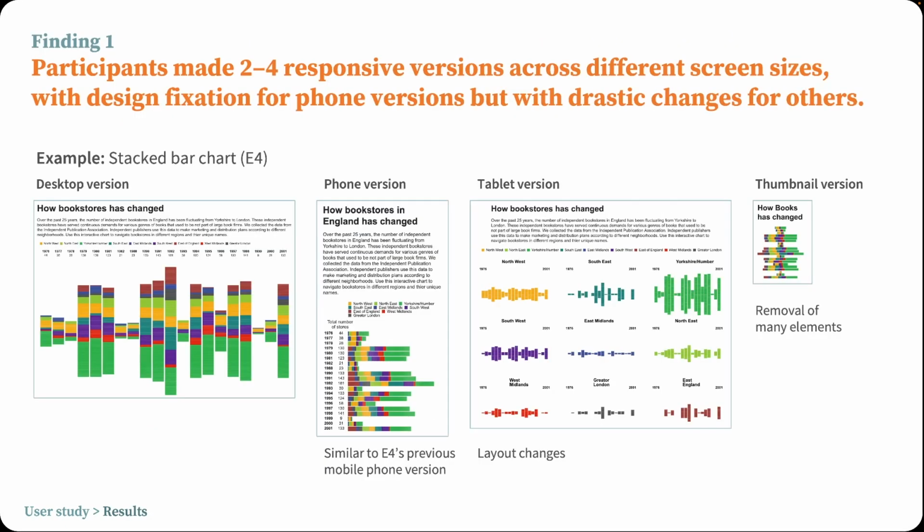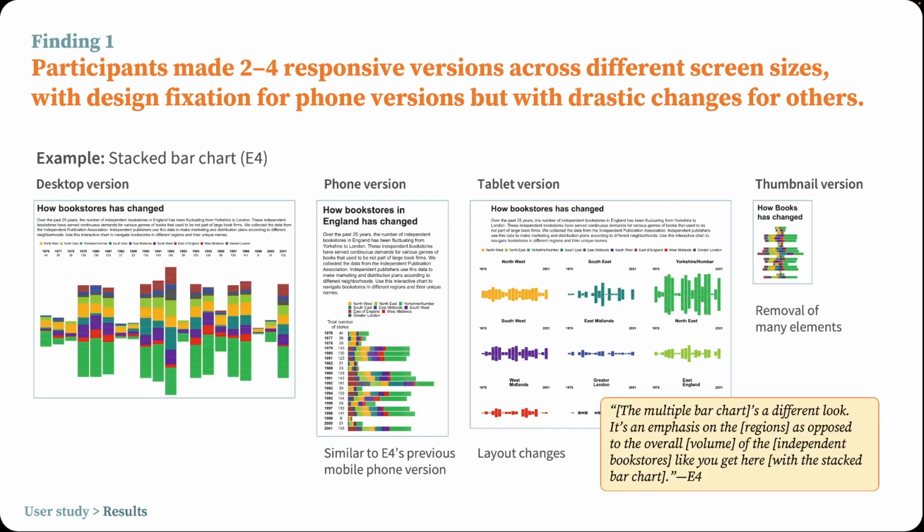Participants in general made 2 to 4 responsive versions across different screen sizes given 30 minutes. They exhibited design fixation for their phone versions given that they had spent lots of time designing their original one. However, they tried out different, more drastic changes for other versions that they had not designed previously. E4 noted that the multiple bar charts are a different look. It's an emphasis on the regions as opposed to the overall volume of the independent bookstores like you get here with the stacked bar charts.